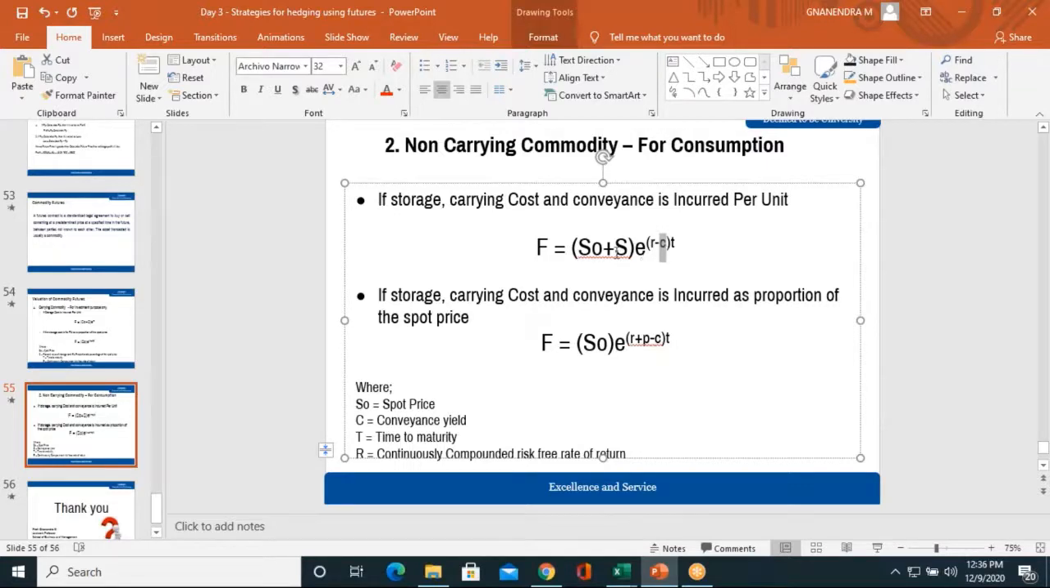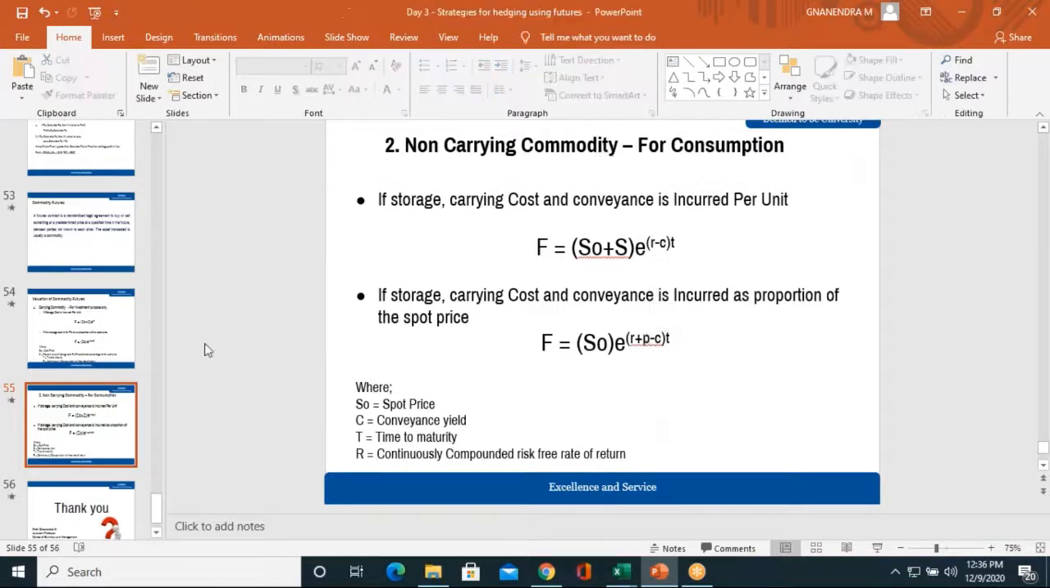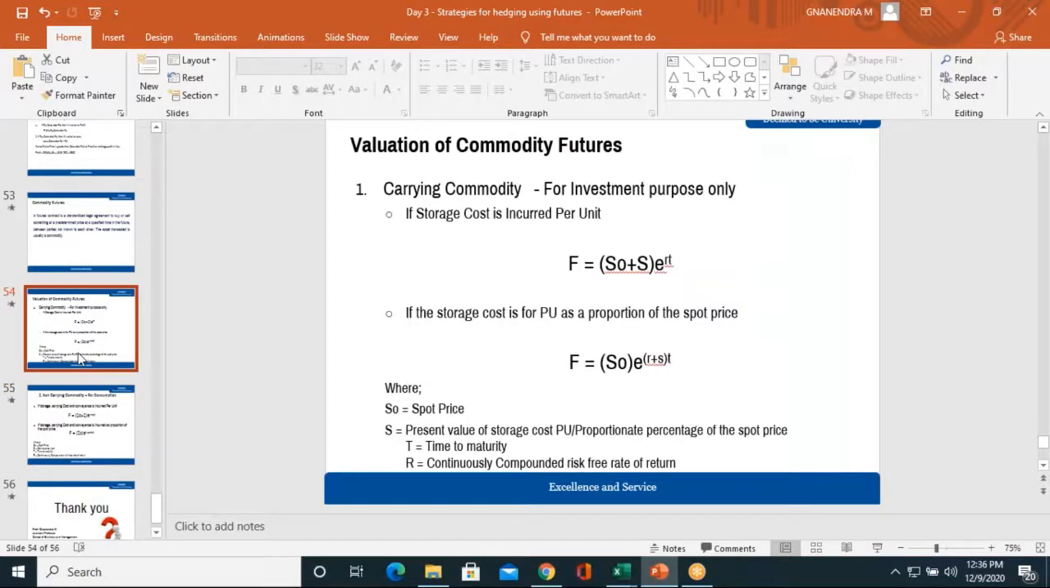If this storage cost is given per unit, you're going to use this. If it is a proportion of your spot price, then you're going to use this particular equation. That's it. There is a lot of research on commodity futures as well. Maybe on the implementation from December 1st, commodity futures in NSE, how it is beneficial. Maybe an event study can be done because it's the latest news. So you people can do research on that as well.